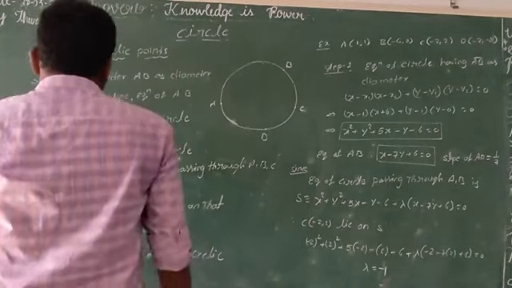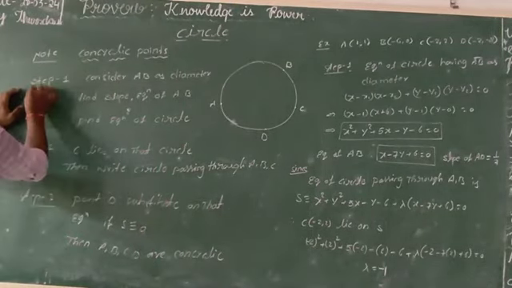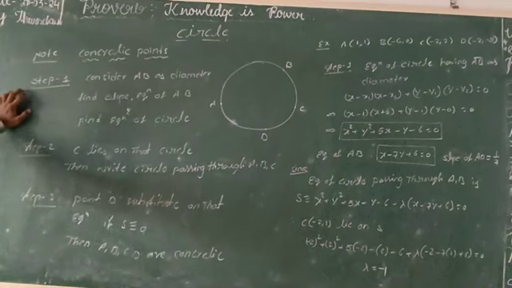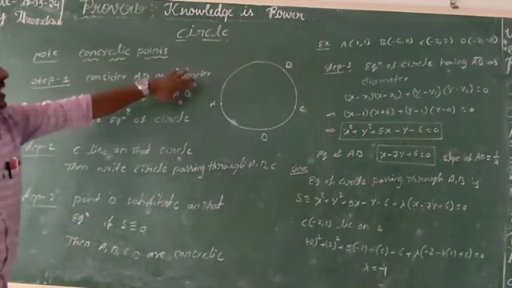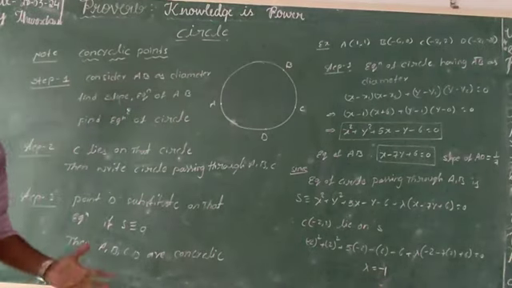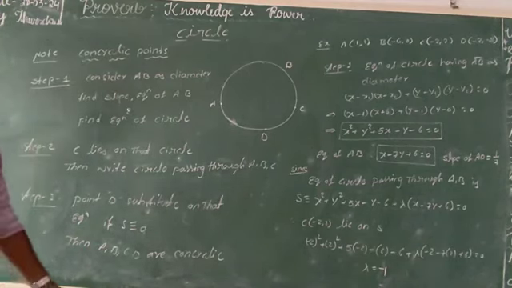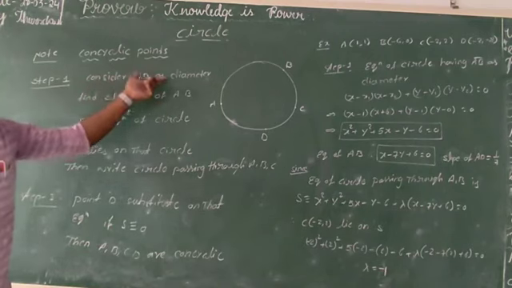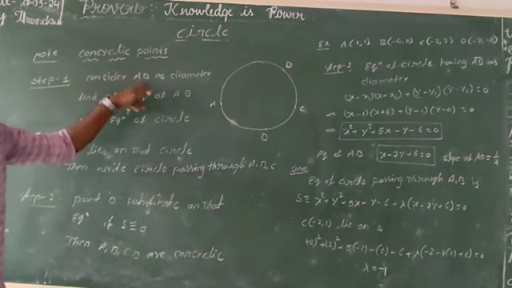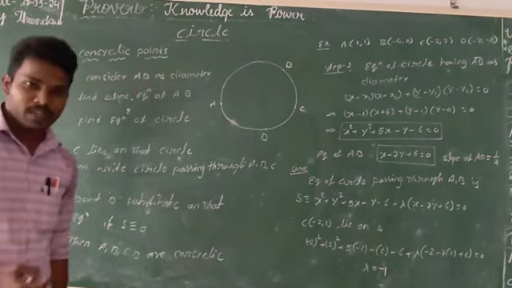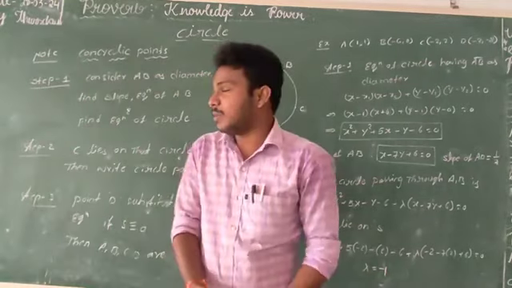Okay. In these three steps, step one: consider AB as diameter. If you take any 2 points as diameter, you can just consider that. So consider AB as diameter, that is A and B, these 2 points are endpoints of the diameter. I can take this AB as diameter.